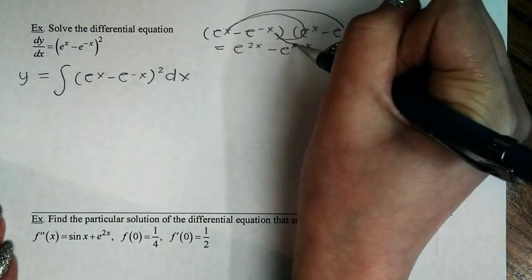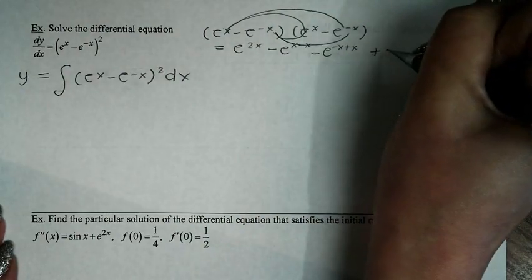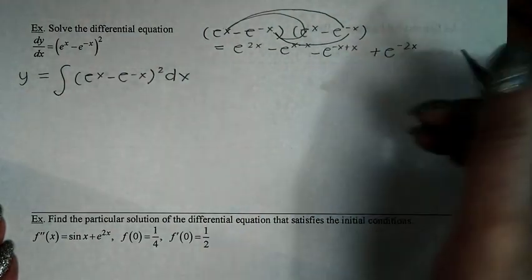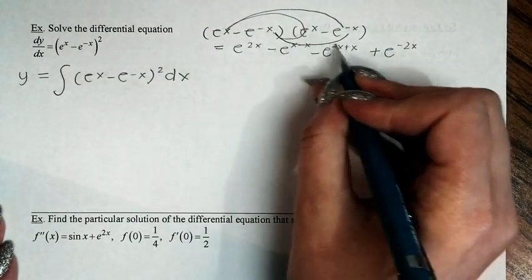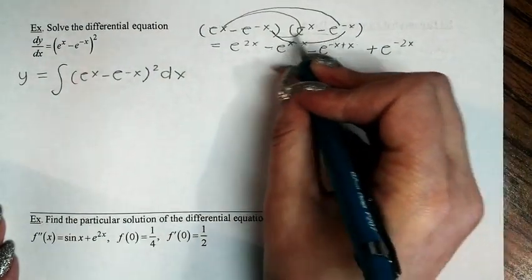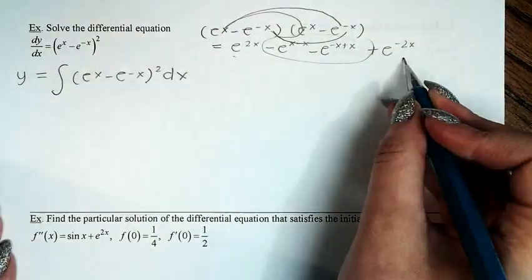And when you multiply this times this, it is going to be positive e to the negative 2x. So this is going to be a negative 1 and this is going to be a negative 1, so this is going to be a negative 2. Okay, these are like terms. This is not a like term with this one.